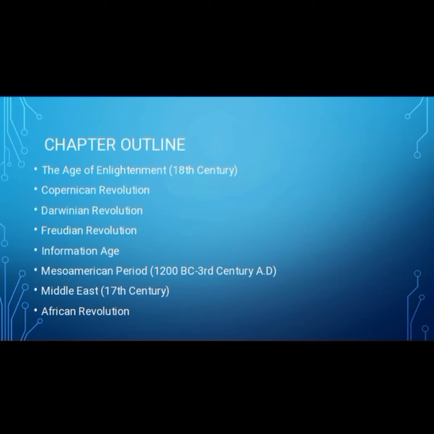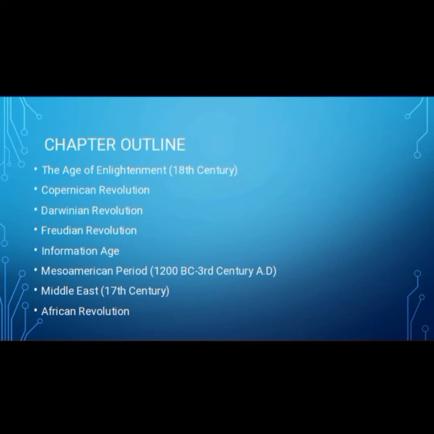The outline of this chapter is the Age of Enlightenment in the 18th century, Copernican Revolution, Darwinian Revolution, Freudian Revolution, Information Age, Mesoamerican period in 1200 before Christ, 3rd century Anno Domini, the Middle East and 17th century, and the African Revolution.